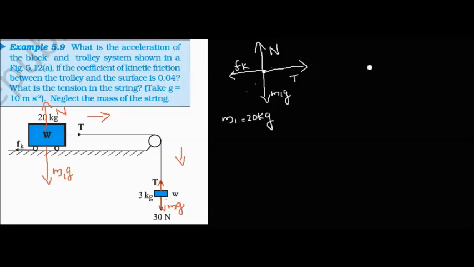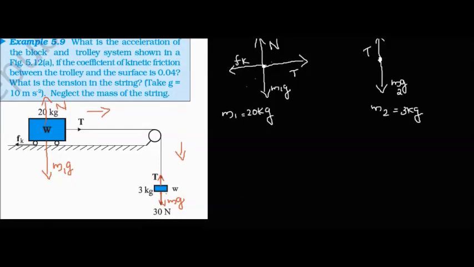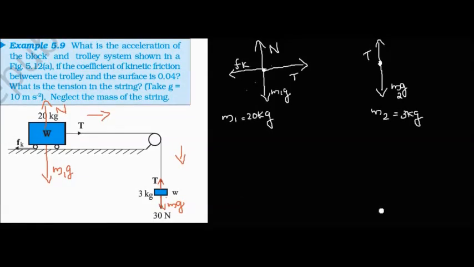And in the free body diagram of the block with mass 3 kg, only two forces are acting, the weight, which I am marking as m2g, and the tension. Since it is a massless inextensible string, the tension developed will be the same. This is the free body diagram of the object with mass 3 kg. Now we have to apply Newton's second law in both the free body diagrams.